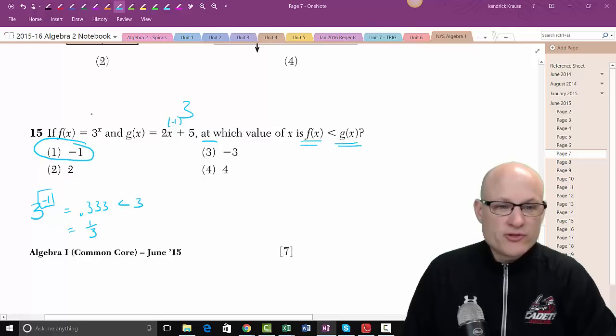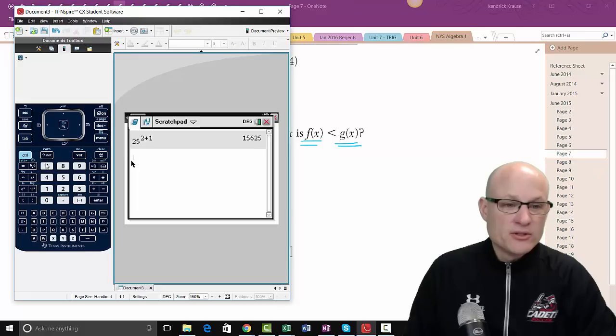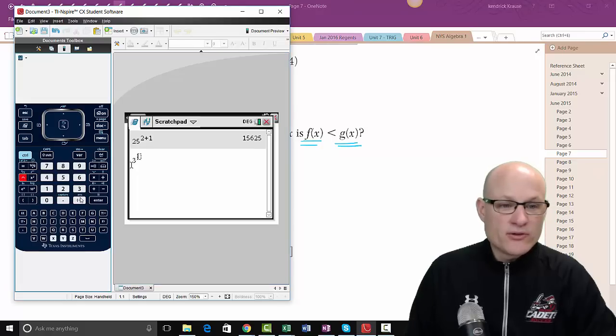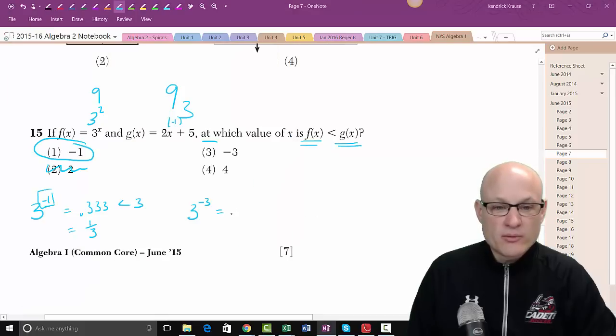If I plugged in 2 here, I get 3 squared, which is 9. If I plugged in 2 here, I would get 9. They're equal here. If I plugged in negative 3, 3 to the negative 3 is 1/27th, but I don't know what it is as a decimal. As a decimal, it's 0.03.